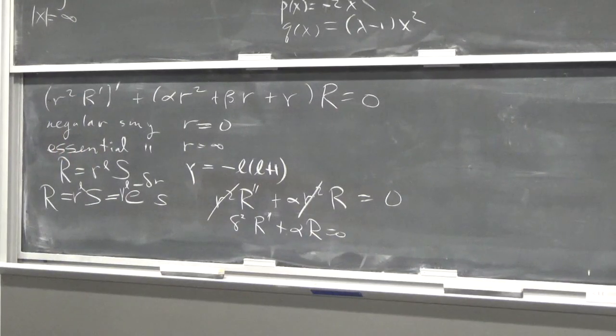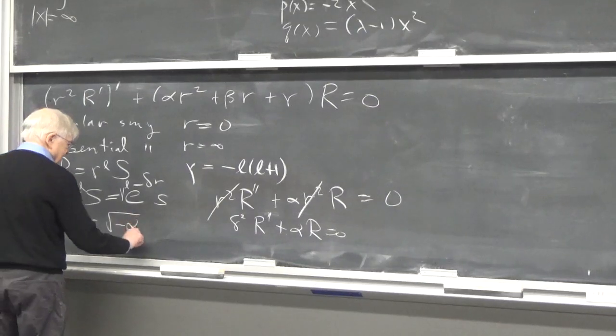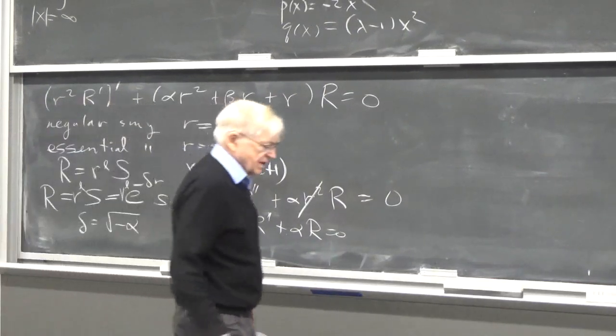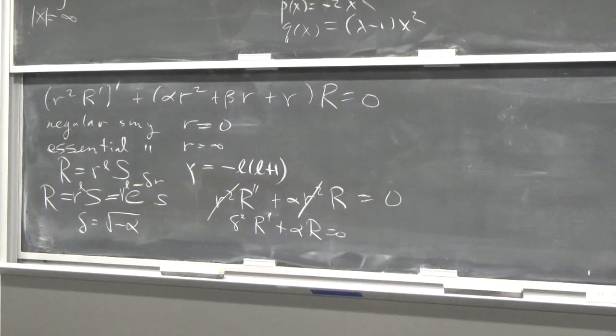And I've got something actually wrong. Oh, okay. So delta is the square root of minus alpha. Right. So there's a typo here in my notes. I'll fix the typo before I send it to you. So that's basically how one does the method of Frobenius for cases where you have a singularity at r equal to 0 or r equal to infinity.